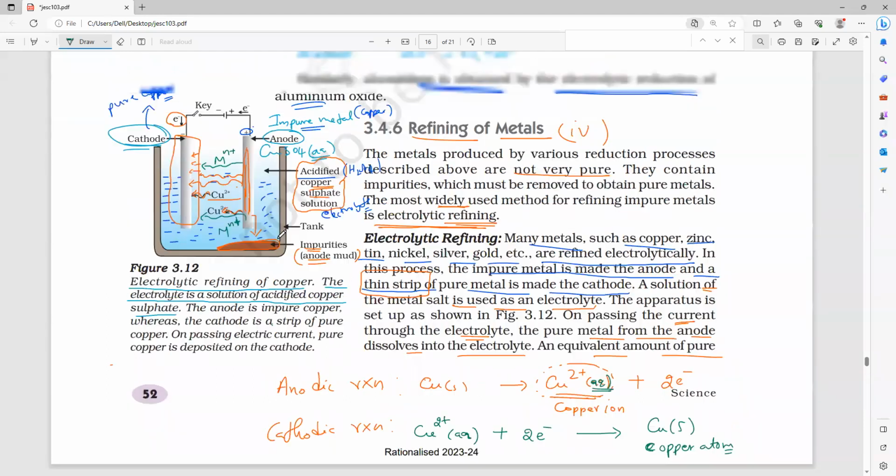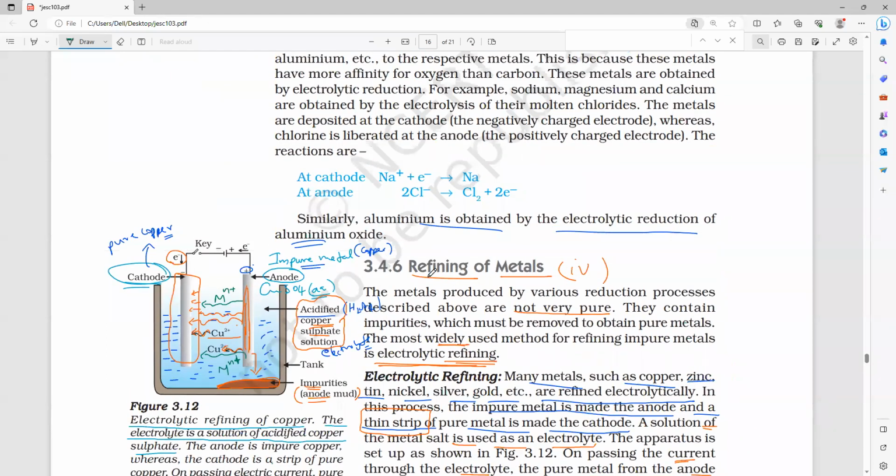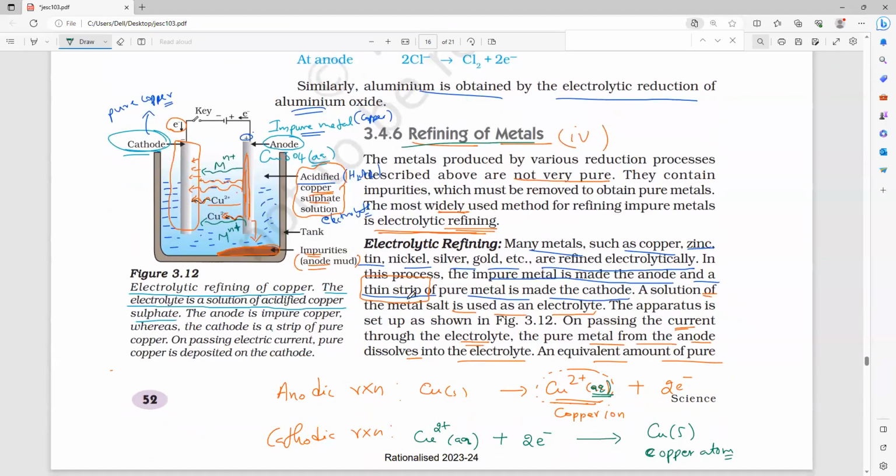So now you can see that. Always keep it in mind in refining of metals, the anode is actually impure metal and the cathode is always what? Pure metal. But the cathode must be taken as a very thin strip of pure metal so that the size of the cathode increases and the size of the anode keeps on decreasing. Okay, guys? Clear?